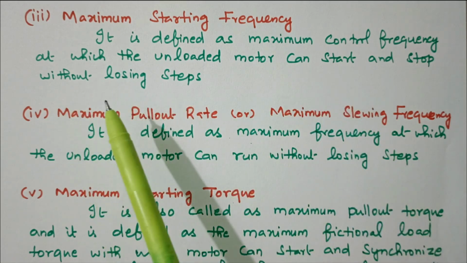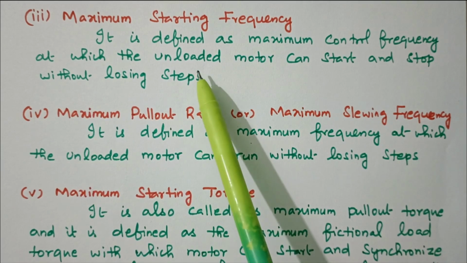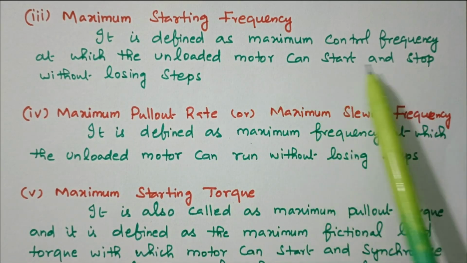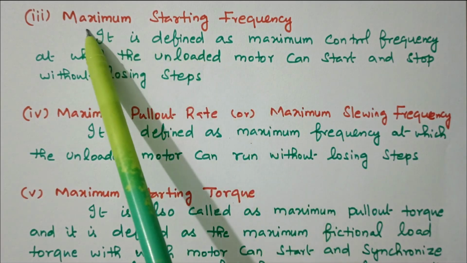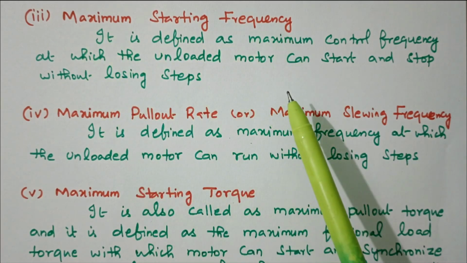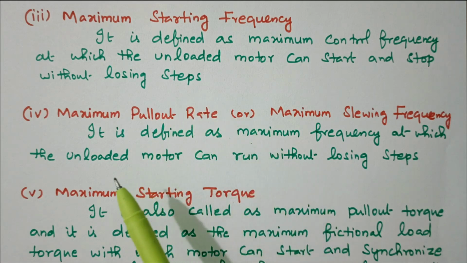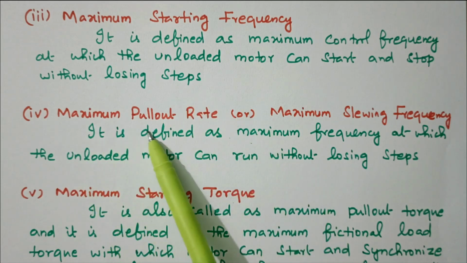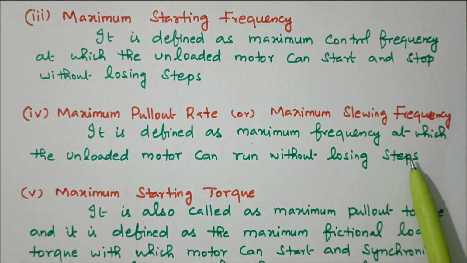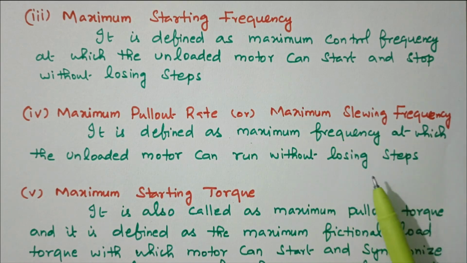So what we discussed is the same as in the pull-in curve, right? The motor can stop and start without losing a step. The corresponding frequency is the maximum starting frequency. The corresponding torque is called the maximum torque. That curve is called the pull-in curve. Then the maximum pull-out rate or maximum slewing frequency refers to the second curve, the pull-out curve, where it cuts the x-axis.